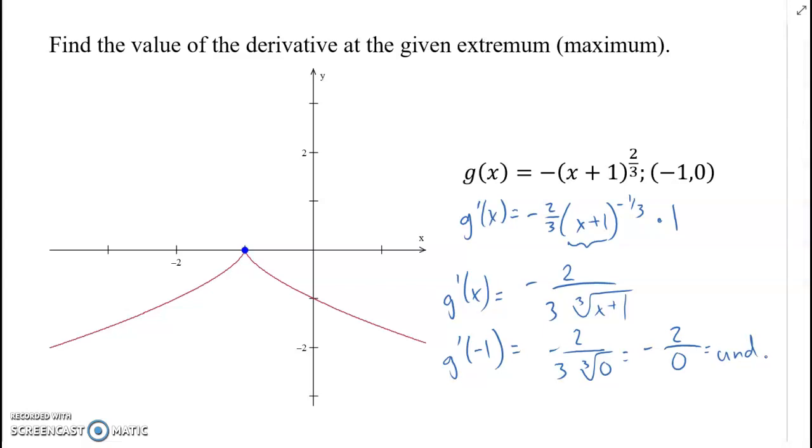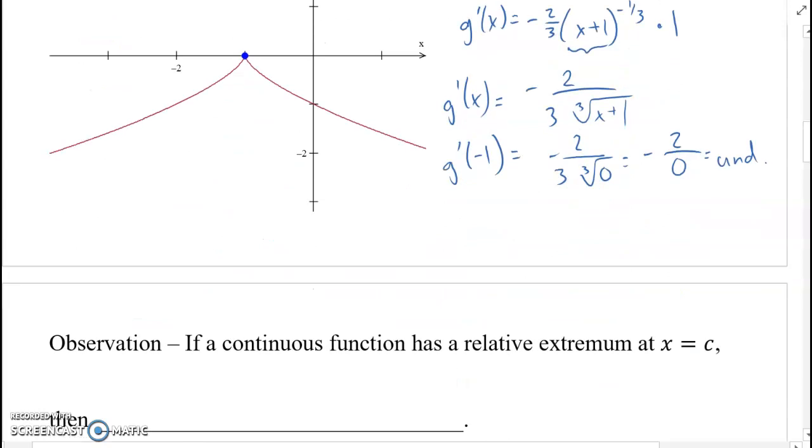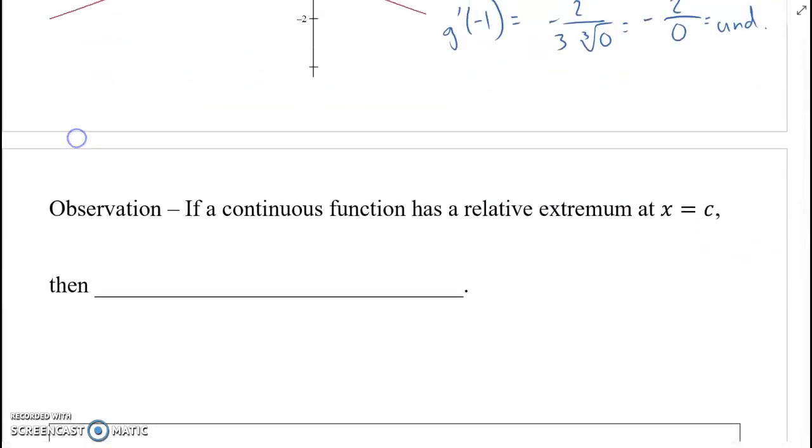So we've got two different scenarios where we have an extremum, either a minimum in that first example or a maximum in this second example. And in one example, our extremum has a derivative value of 0, and then in the second example, our extremum has a derivative value of undefined. So perhaps you could come up with a conclusion there. If a continuous function has a relative extremum at x equals c, then blank. So pause the video, think about it on your own, see if you can figure out what should go in this blank, and then see if you're right.